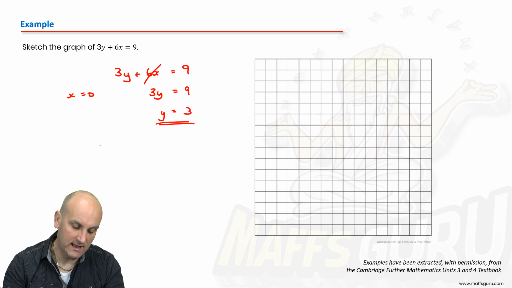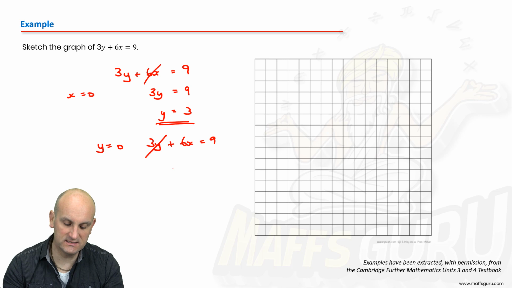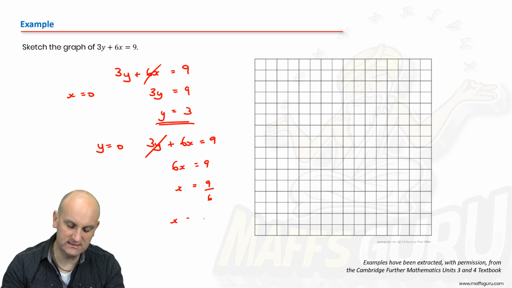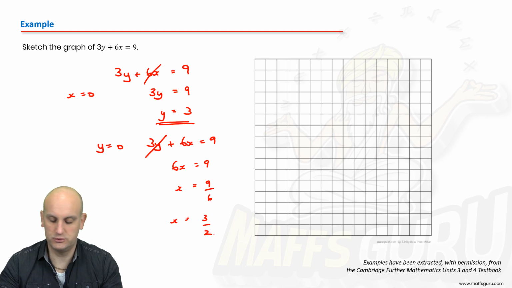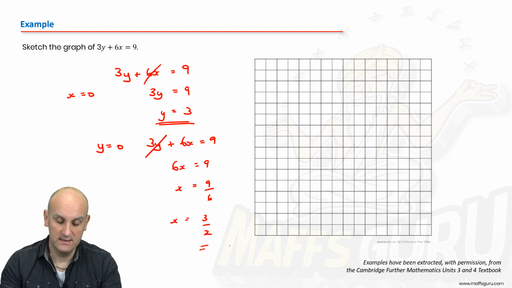That's the first bit. And now we can make y equals 0, and then 3y plus 6x is equal to 9. That disappears, gives me 6x is equal to 9. x is equal to 9 on 6. That's disgusting. x is equal to 3 on 2. All right, so yes, we can have fractions. That's nothing more than 1.5. Yes, higher order maths, it's fine.